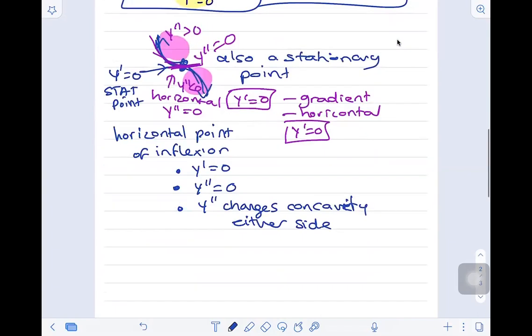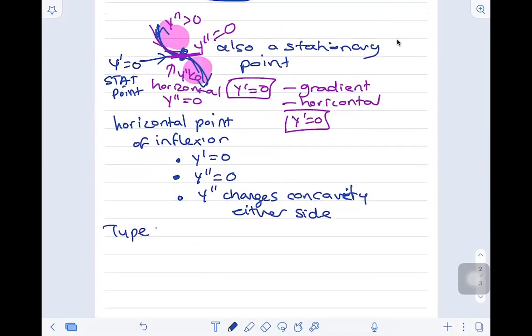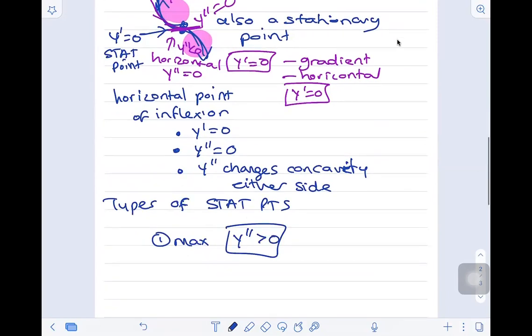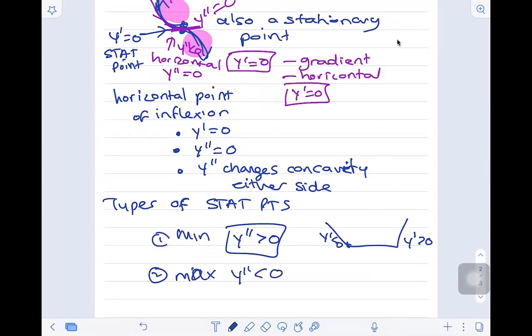If you look at the three types of stationary points, you've got your maximum. Using gradients, y dash is less than 0 on one side and greater than 0 on the other side. Sorry, that's not a maximum, that's a minimum. If you're looking at a maximum using y double dash, y double dash is less than 0.